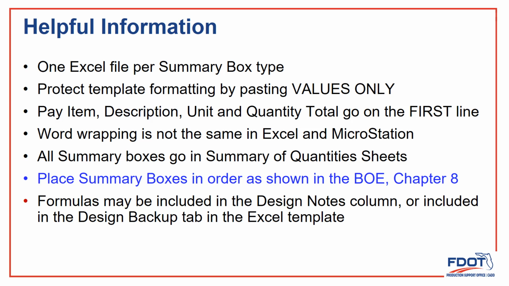When placing your summary boxes on sheets, you need to keep them in the order that's shown in the BOE. If you happen to have 2 small summary boxes that follow one another in the sequence, they can be placed together on the same sheet border. Otherwise, the summary boxes should be placed on the sheets in order.